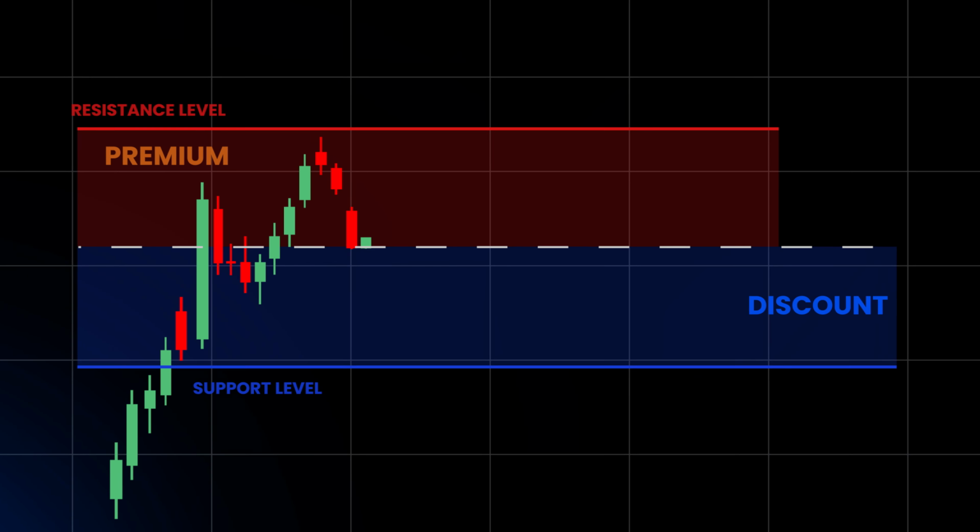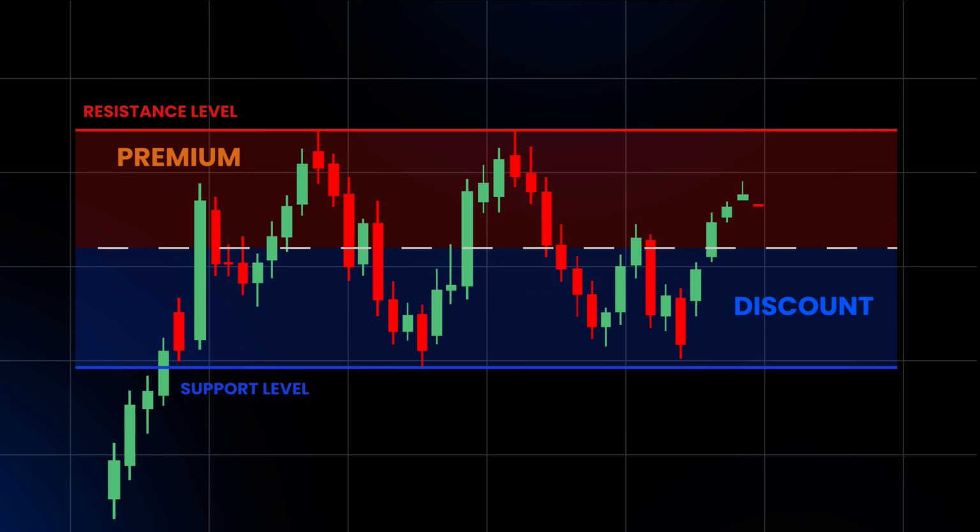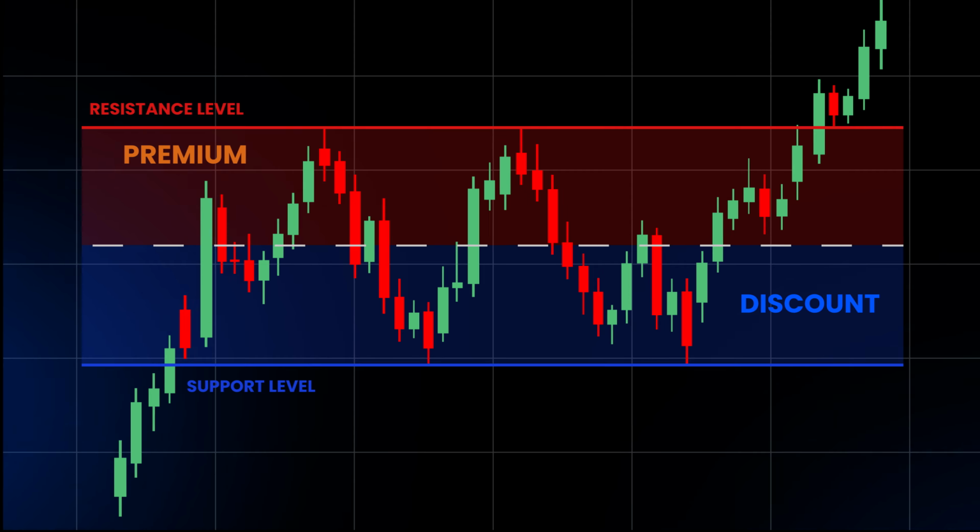Here's the piece that separates a sloppy entry from a more disciplined one. Take that same range and split it in half. The bottom half is usually called discount. The top half is premium. Simple idea. If you're bullish, you generally want to be buying from the cheaper half of the range, not the expensive half. If you're bearish, same thing in reverse. You want to be selling from the expensive half.